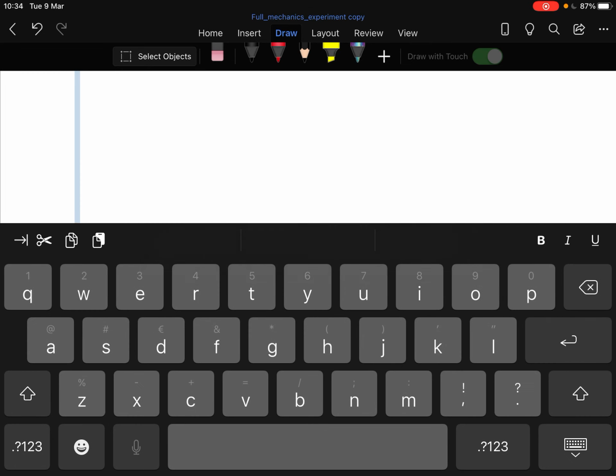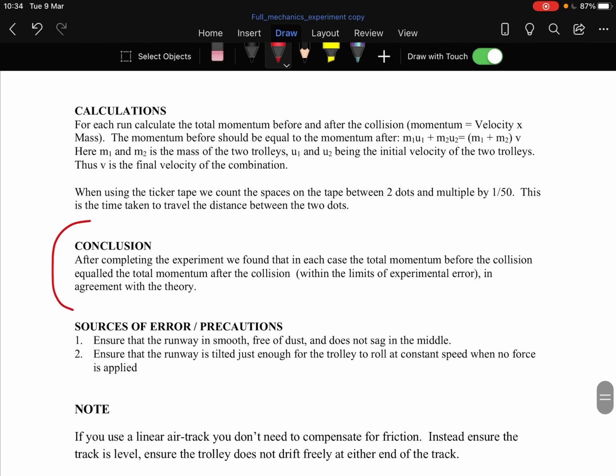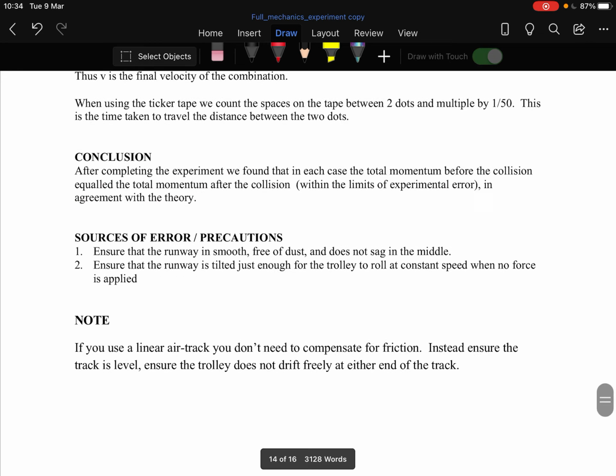Obviously, leave your conclusion gapped. Leave your conclusion gaps. Don't leave anything there. Leave it blank. Just fill that in later in our own time, okay?